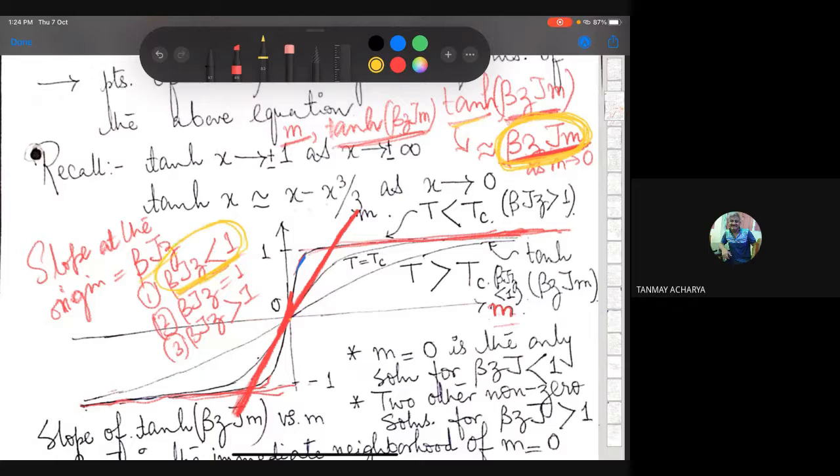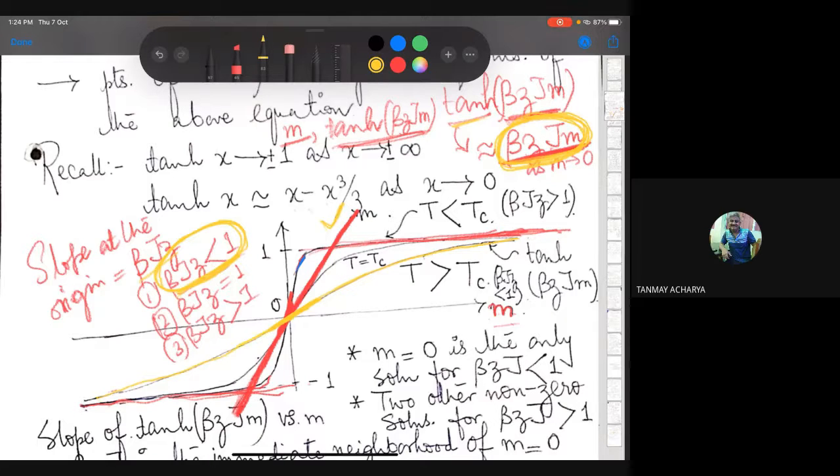That is, the angle is less than 45 degrees. So therefore, the curve will be this one. Here it is linear and has a slope, because this one has the slope 1. So therefore, this one has a slope smaller than 1. Fine?